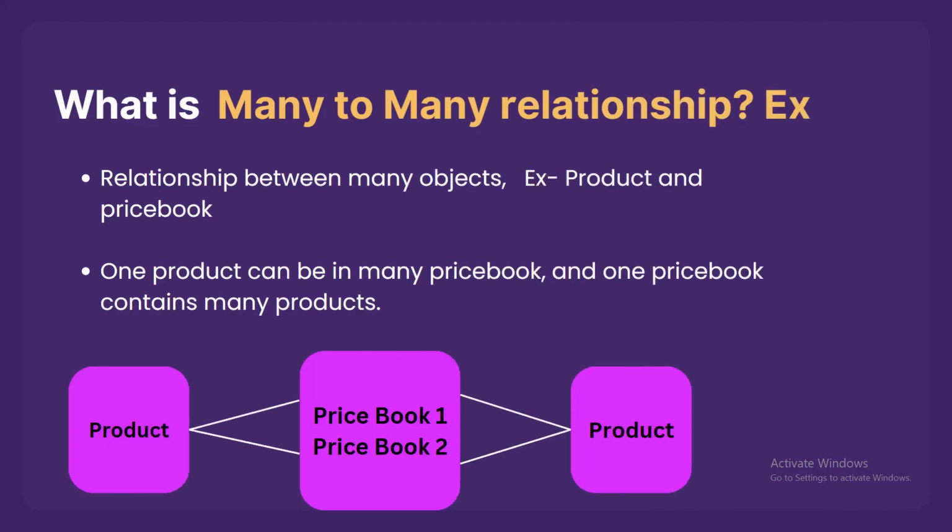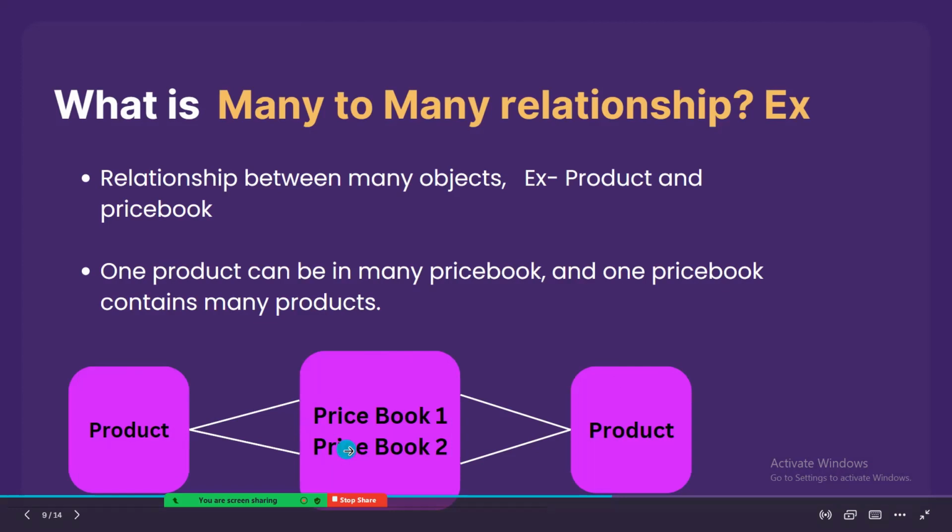What is a many-to-many relationship? An example: relationship between many objects, like we can say product and price book. One product can be present in multiple price books, and one price book can hold the price of different products. So this is an example of a many-to-many relationship, right? You can see that one product can be present in multiple price books, and multiple price books can contain a similar product, right?